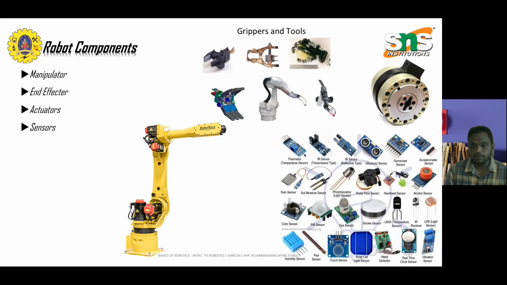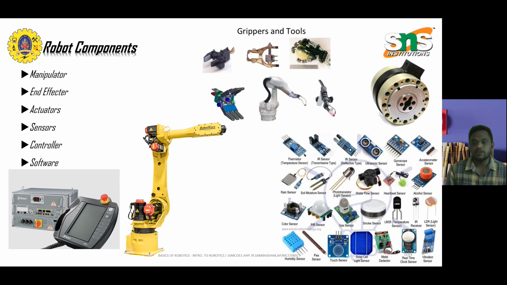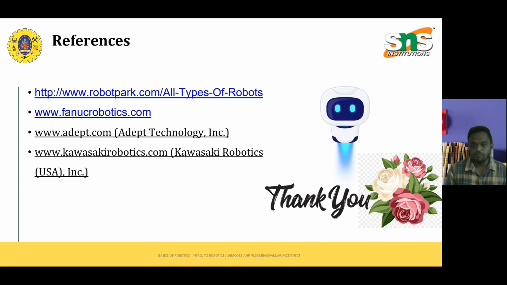The different types of sensors are given below in the pictures, and based upon the sensor feedback, the controller decides whether the task has to be performed or not. Everything is controlled through software. The software plays a major key role in this aspect, and these are some of the basic introductions to robots, especially in unit 1.